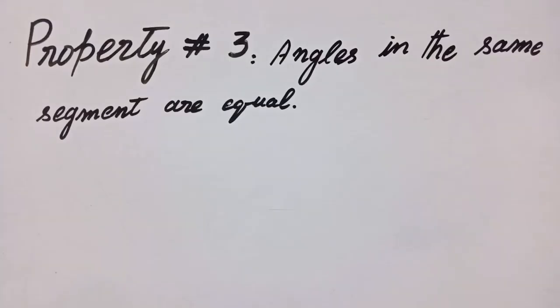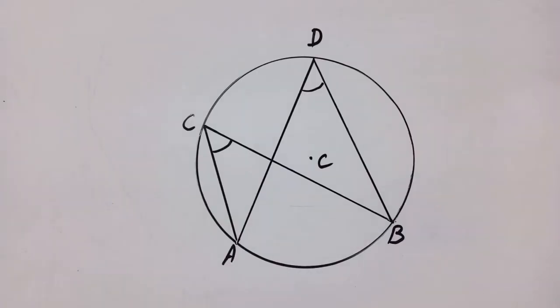Third property of the angles in the circle: angles in the same segment are equal. Here is a circle with center O. AB is a minor arc in this circle, and this arc subtends an angle at the circumference at the point C.